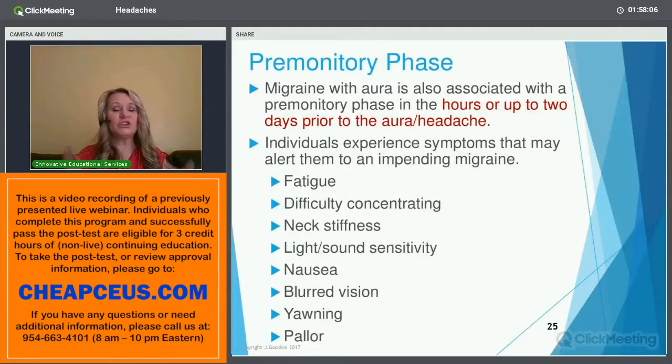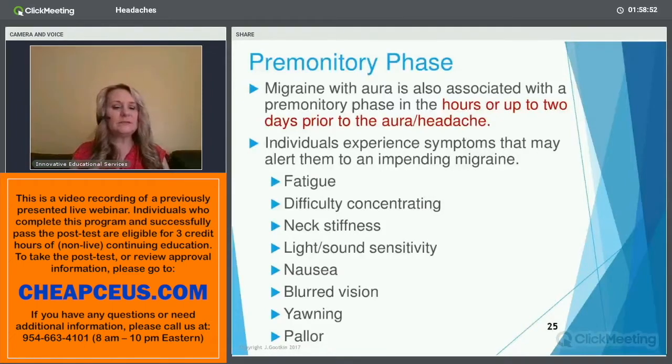What happens for some individuals, before they even have this aura, is a premonitory phase. And this is not very well known. It can happen in hours or even days before the aura, or before the individual maybe who doesn't have an aura actually gets to that point of headache pain. They may have a premonitory phase. And this means that they have an odd compilation of symptoms. Again, that's a little bit different for everyone. But if they tune into them and start to see the pattern, it lets them know that something is going to happen. It means that the neurological event is getting ready to begin, so we can intervene.